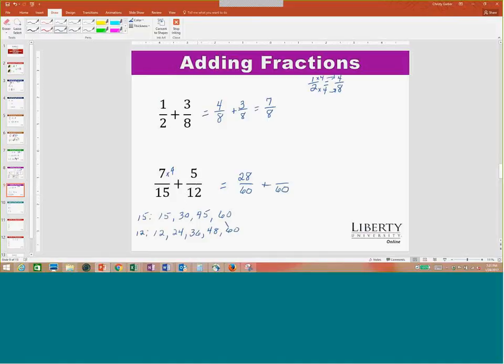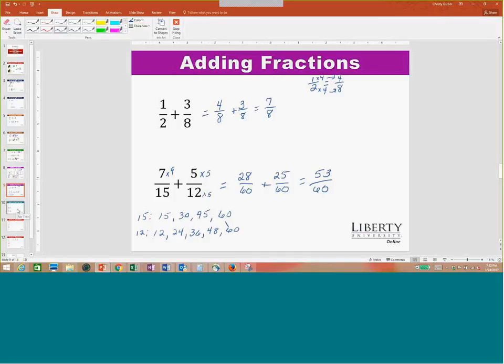How did I make 12 become 60? I multiplied by 5. So I have to multiply my numerator by 5 also to change that fraction to have a denominator of 60. Now we're talking about the same thing. We've got 28/60ths, and want to add 25 more 60ths. So that becomes 53/60ths. That's as small as it can get. There's no common factor between 53 and 60.